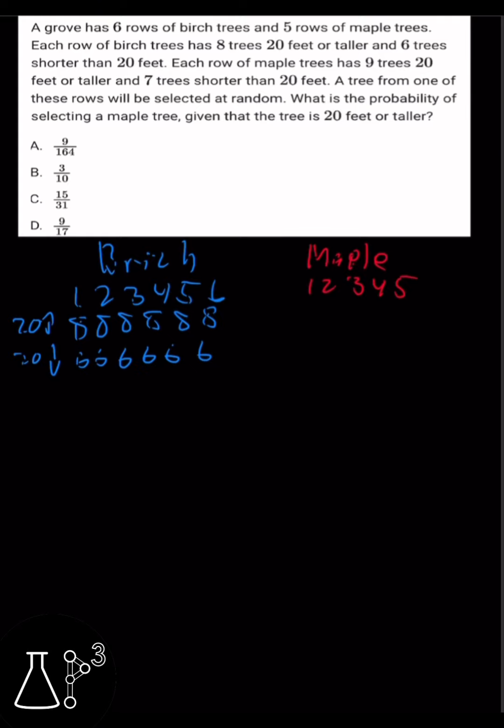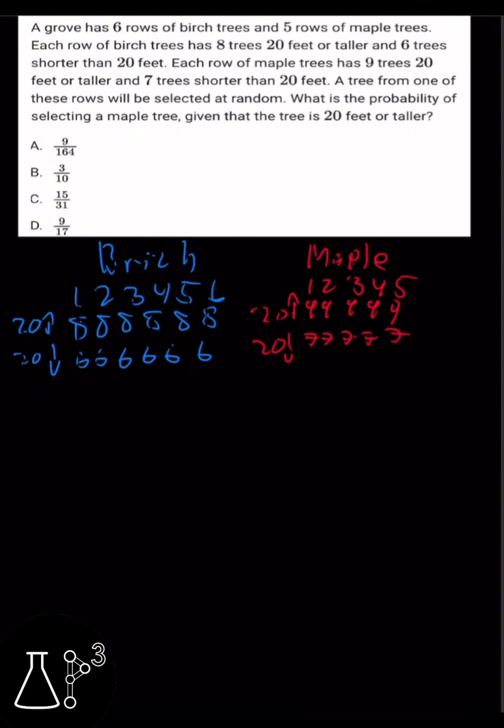And let's do the same thing with maple. We read that each row of maple trees has 9 trees 20 feet or taller and 7 trees 20 feet or shorter. So the trees that are 20 feet or taller, that's going to be 9 per row. And the ones that are 20 feet or shorter, it's going to be 7 per row.